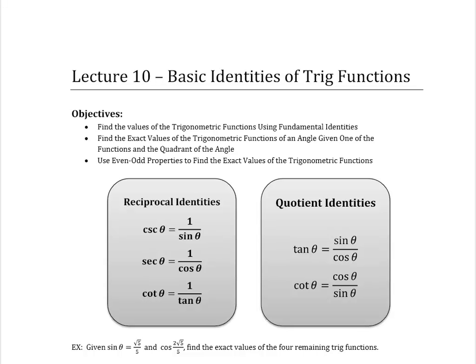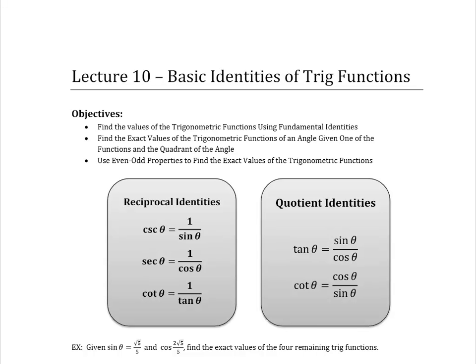In Lecture 10, we're going to be looking at some of the basic identities for trig functions, which means there's a relationship between different trig functions that's true no matter what angle you plug in. We're going to use these identities to help us find some of the trigonometric functions if we know other trig functions. Because of their relationship, we're able to figure out one trig function value from knowing other trig function values.